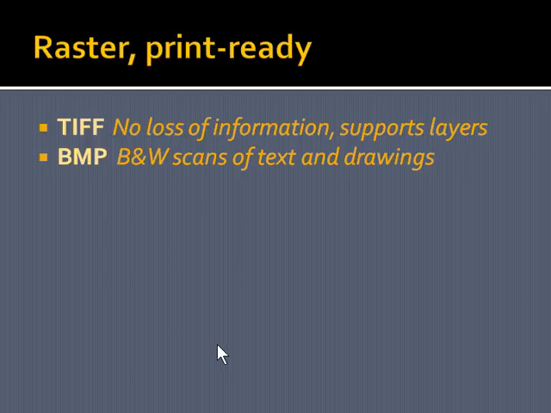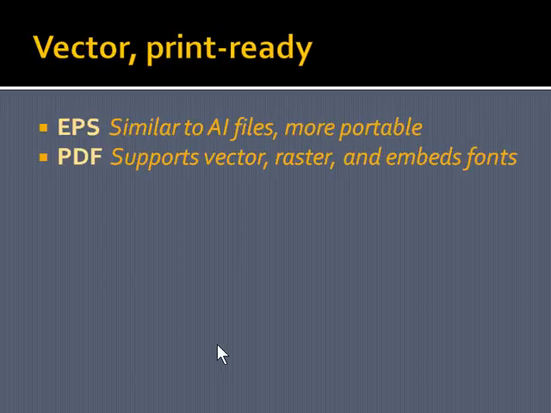Vector graphics that are print ready, so you have EPS, which stands for Encapsulated PostScript. It's very similar to an AI file, except that it's more portable, more programs can use them. At least that's the way it used to be. A lot of them can open AI files now and embed them, but EPS is generally considered more portable than AI, although it has all the same features and benefits of vector graphics and editable text and things like that.